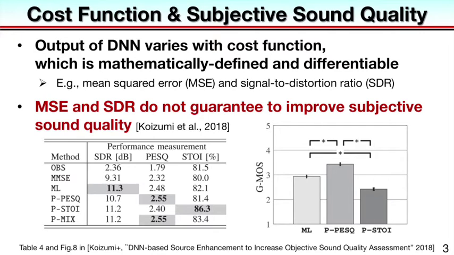Please look at the table and figure. The table and figure are results of objective evaluation and subjective evaluation. From the table, the ML method has higher SDR compared to the PPSQ method. However, from the figure, the ML method has lower GMOS compared to the PPSQ method.